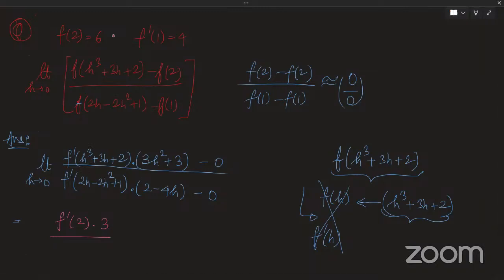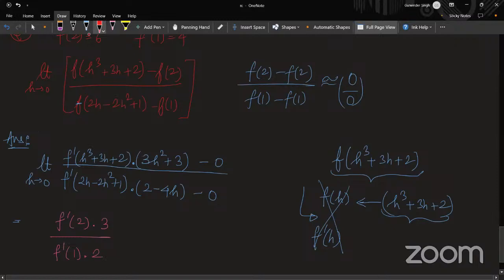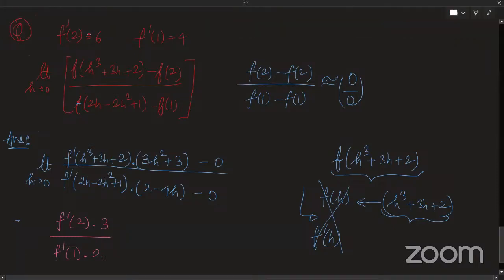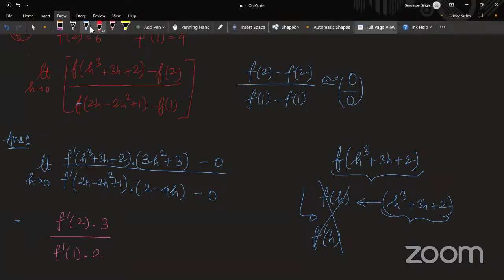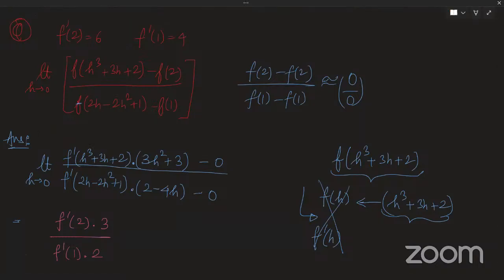f dash of 1 into 2. Okay, just a change in the question. Actually, it was f dash 2. Your value of f dash 2 was given, not f of 2. There was a printing mistake in the book. So f dash 2 is given to you as 6 and f dash 1 is given as 4.